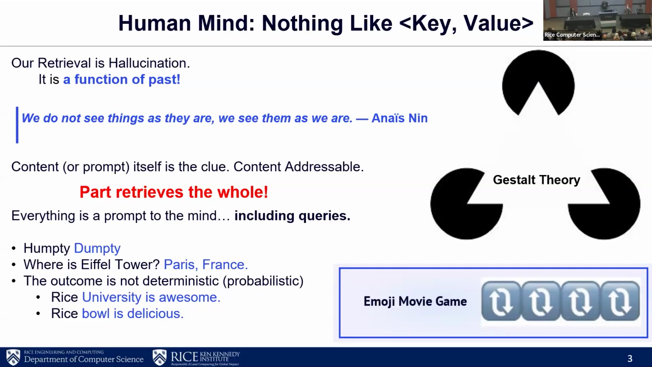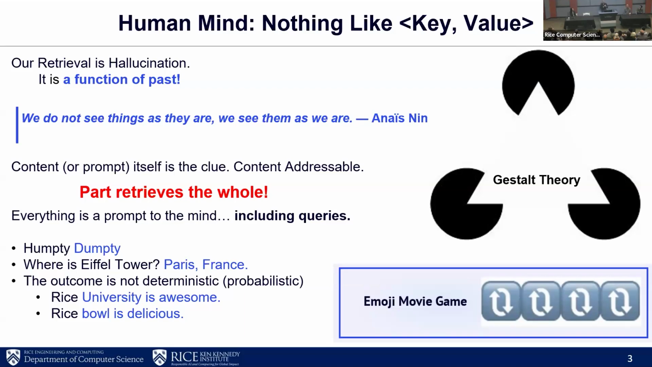And an alternate could be, mind doesn't work that way. The only other mind that we know of is a human mind, and everything is a prompt. What comes to your mind when I say Humpty? Well, Dumpty. What comes to your mind when I say Eiffel Tower? Where is it? Paris, France.